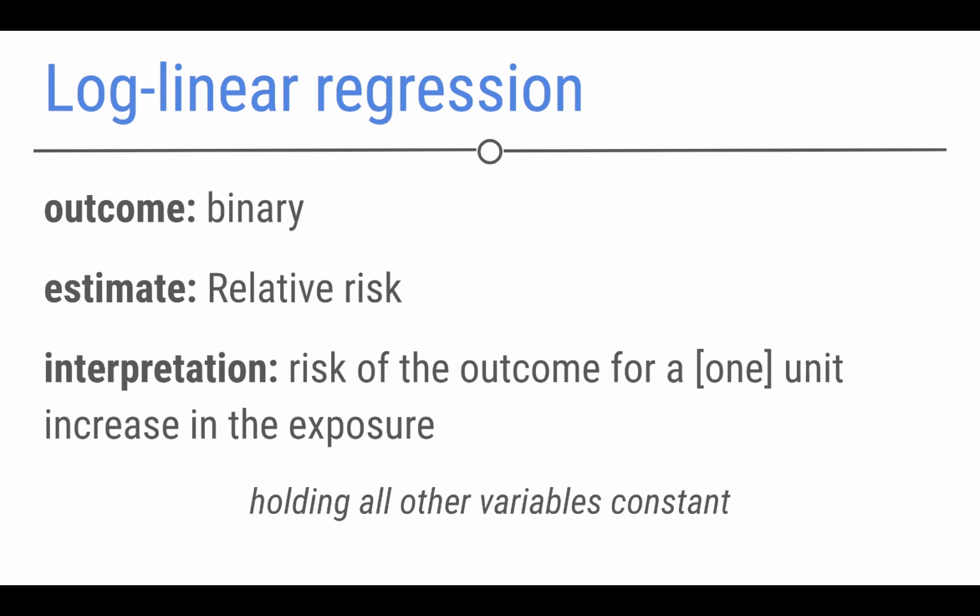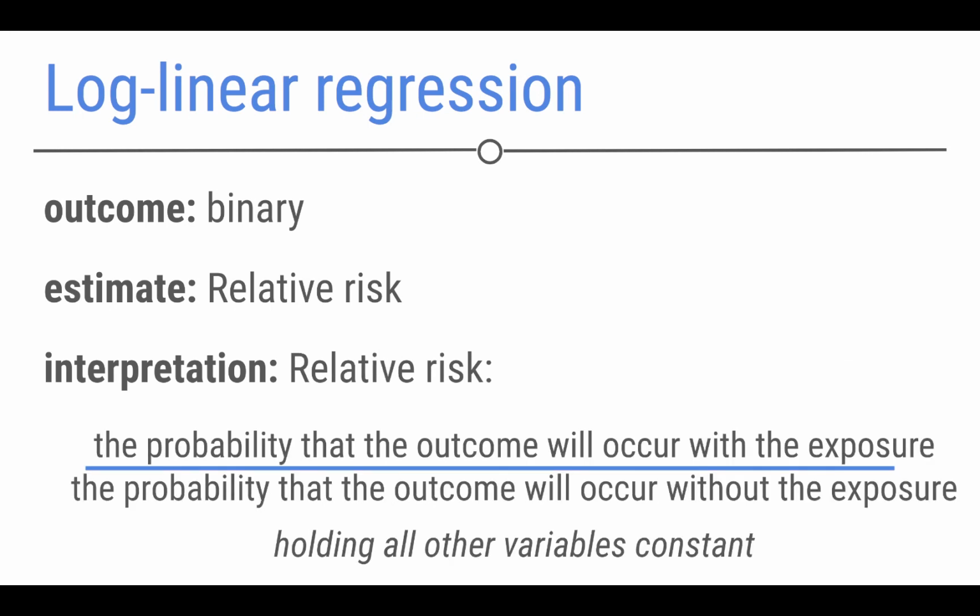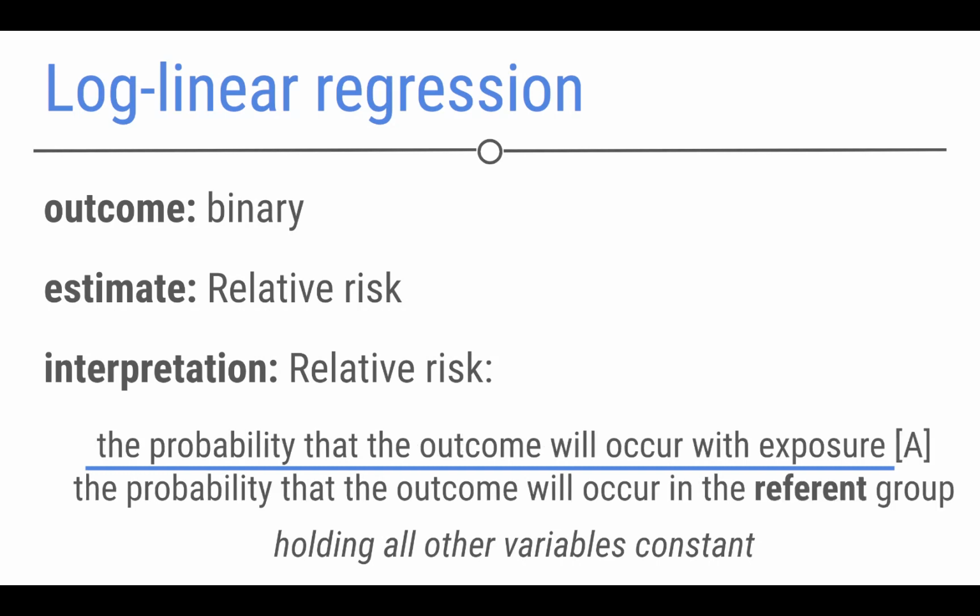But basically, these log linear regressions give this relative risk, which in the continuous case can be interpreted as the risk of an outcome for a 1 unit increase in the exposure. And in the categorical case, a relative risk is going to be the probability that the outcome will occur with the exposure divided by the probability that the outcome will occur without the exposure, holding all other variables constant. It's important here to recognize the difference between a relative risk and an odds ratio, because sometimes those are mixed up. A relative risk is talking about the probability of the outcome, whereas with the odds ratio, we were talking about the odds of an outcome. So those two things are different.